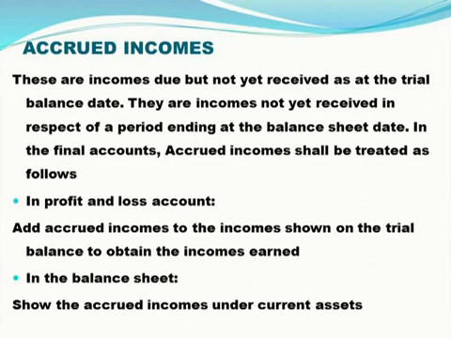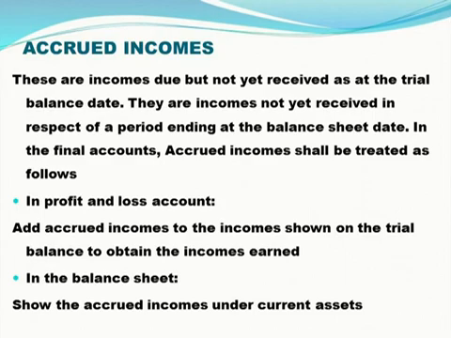Received. For instance, if somebody has worked for January, February, March, and that person has not been what? Paid. Even as at March, the person has not been paid. That money that is being owed to that person is known as accrued income. The income is due but not yet what? Received. They are income due but not yet received.